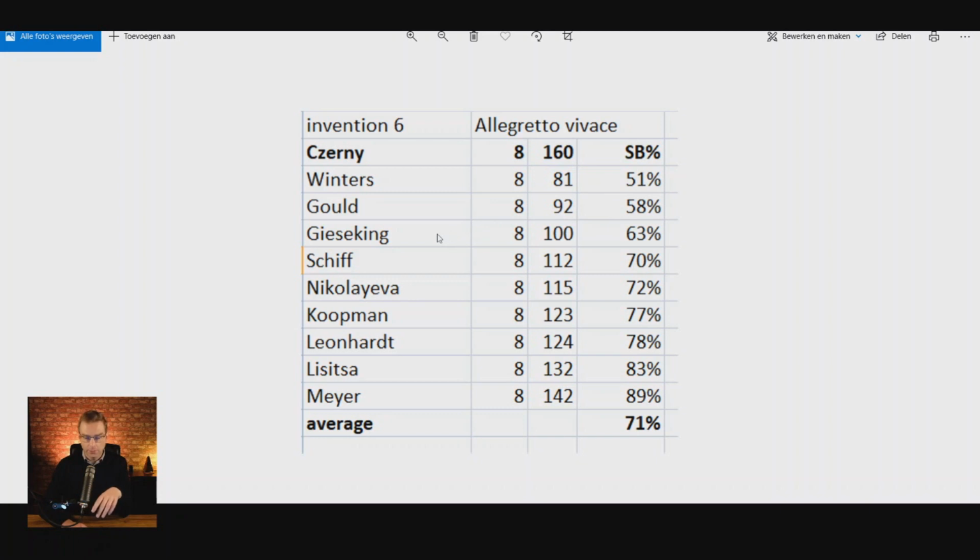Gieseking is 63%. It's very unstable, by the way, in tempo. If you check his recordings, it's pretty hard to measure. So 63% and 100. Schiff, interesting here, he makes a little jump to 70%, so 112.